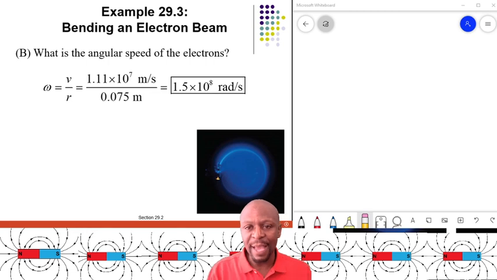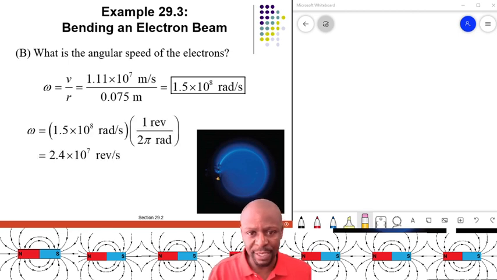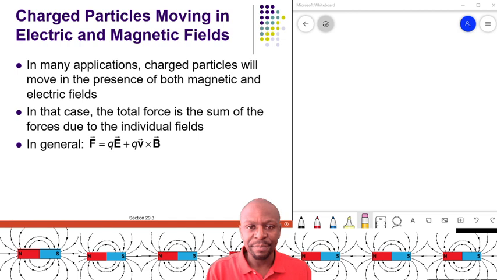Now, when you're asked to get this angular velocity in terms of revolutions per second, this is just going to be 2.4 times 10 to the power 7. I hope you are still able to convert radians per second to revolutions per second from your first semester. You just divide the answer by 2 pi radians. Therefore, that is just going to give you revolutions per second.